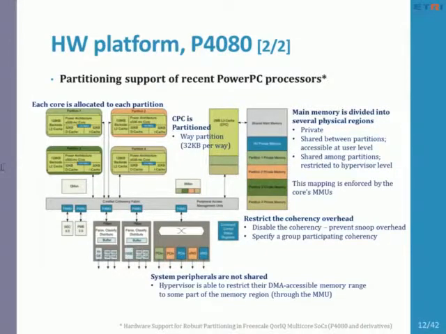Actually, it's interesting to me that the P4080 platform also provides a way to restrict the cache coherence overhead. We can disable the cache coherence for some partitions, or we can specify a group that really participates in the cache coherency.